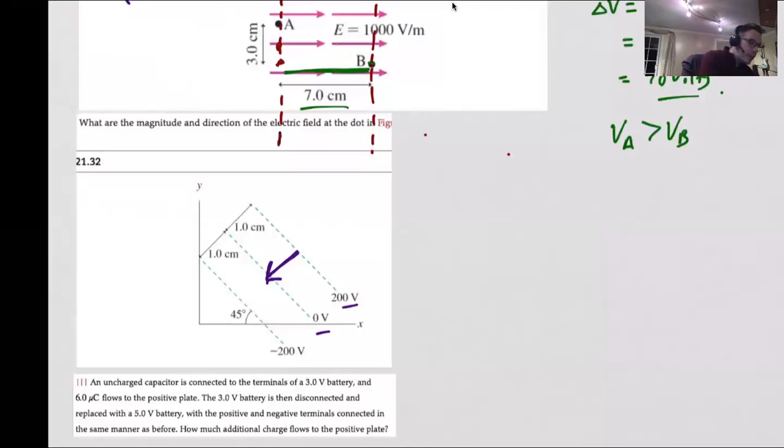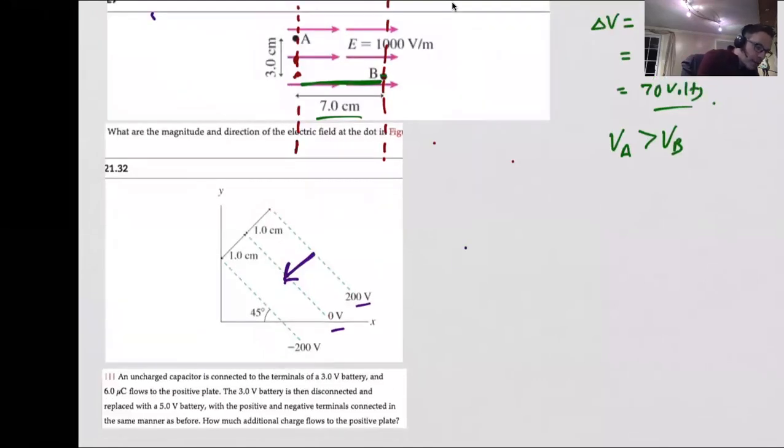That is our electric field direction. We can figure out the magnitude by, once again, using the fact that delta V is equal to E times D. We know delta V, we know D, so E then is nothing more than our 200 volts divided by, again, 0.01 meters.